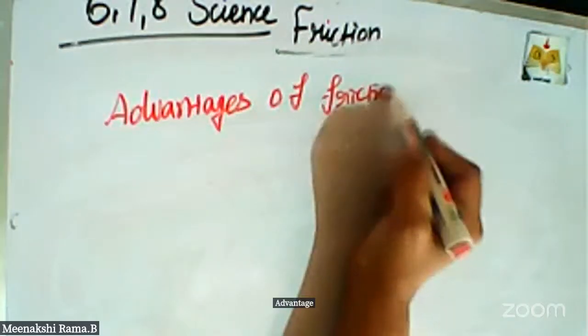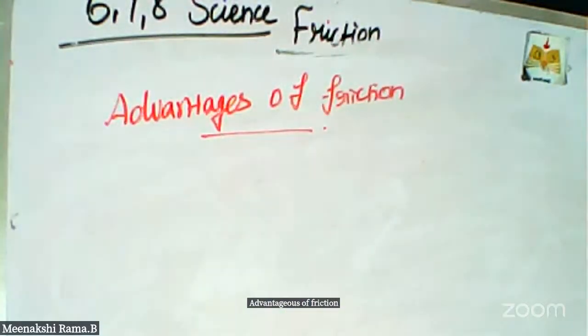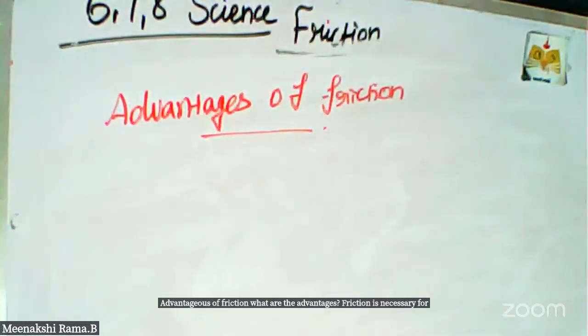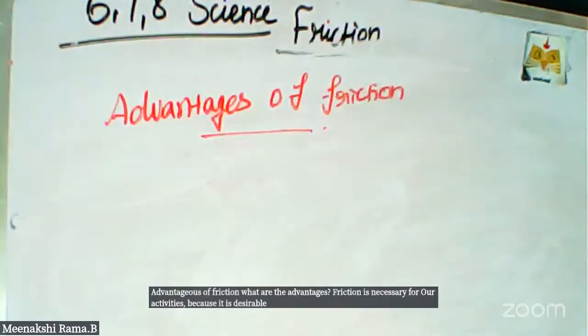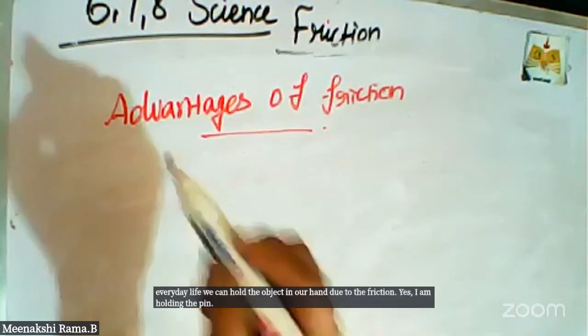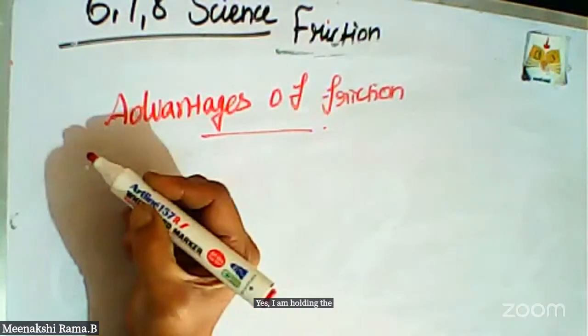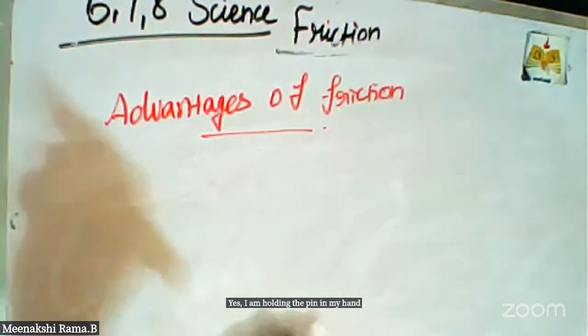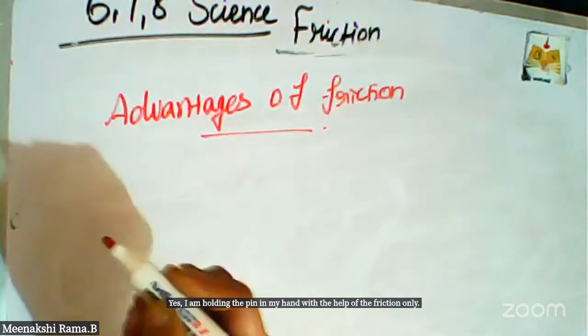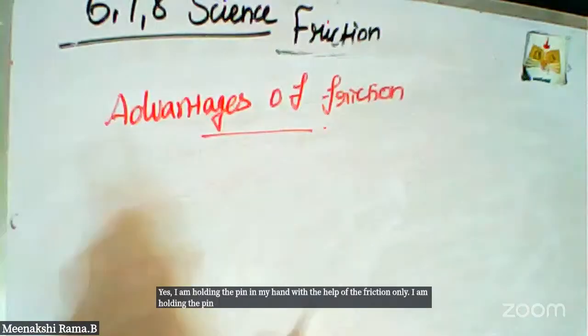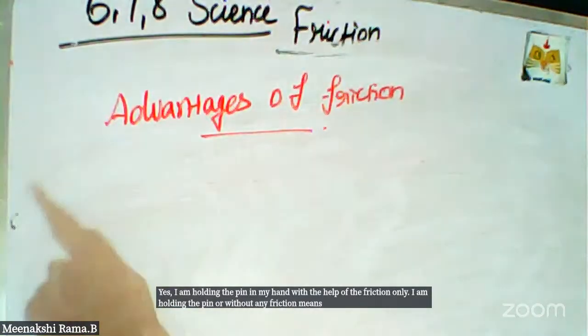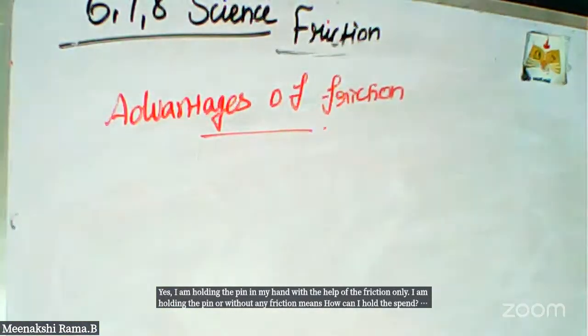Advantages of friction. What are the advantages? Friction is necessary for our activities because it is desirable in most situations of our everyday life. We can hold objects in our hand due to friction. Yes, I am holding the pen in my hand. With the help of friction only, I am holding the pen. Without friction, how can I hold this pen? Yes, it is too difficult.